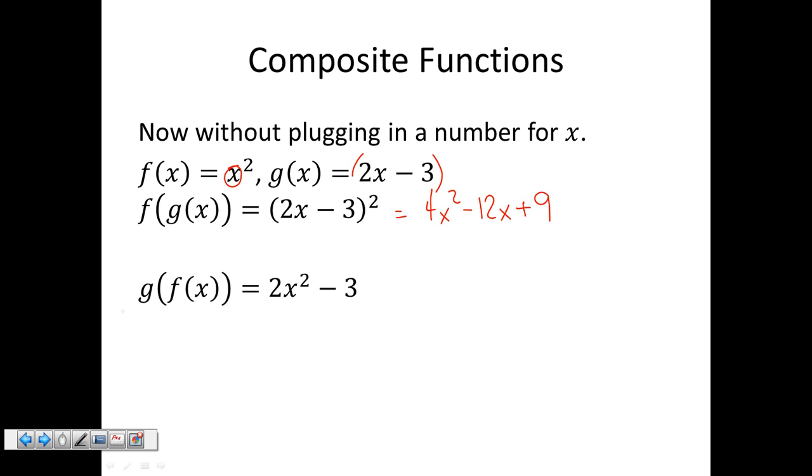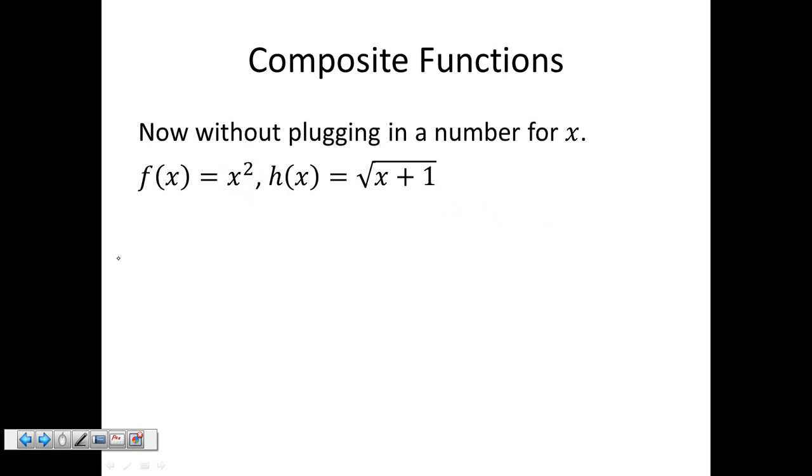Okay, well, let's go ahead and look at what g of f of x looks like. Now things are getting switched around. Now, instead of the 2x minus 3 going into the x squared, now the x squared goes in for this x right here. So g of f of x means that I build g around f. This is a weird idea. You're going to struggle with this a little bit until you get comfortable with it. But g of f of x in this case is just 2x squared minus 3. I don't even really have anything to simplify, so I just write it down as my answer, and I'd move on.